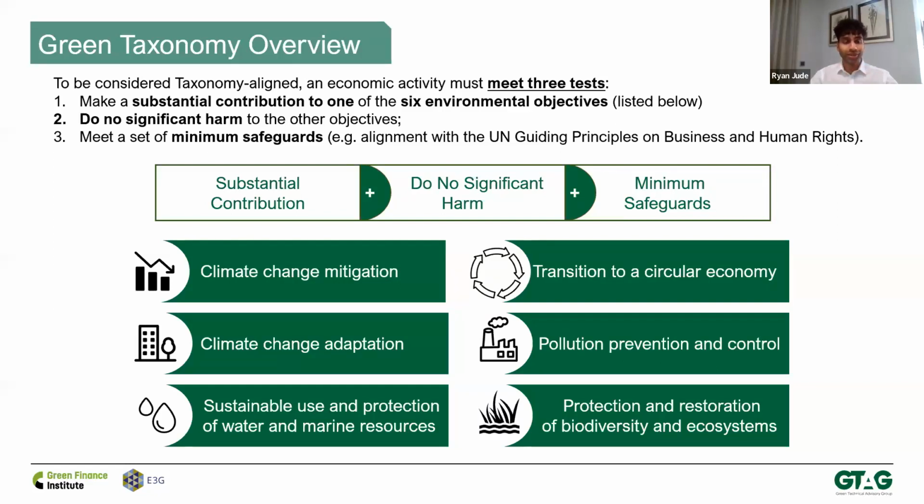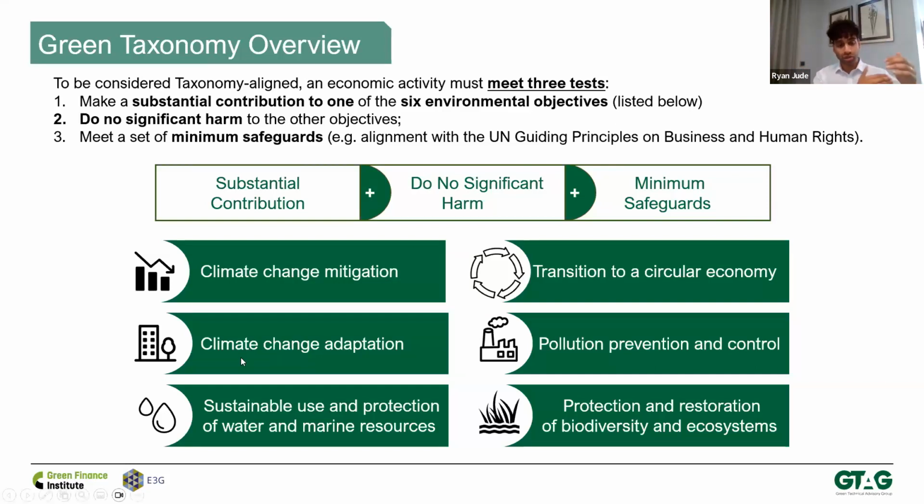But how will it work? Well, on the screen here, you've got 2 of the main parts of the taxonomy and how it works in practice. And these are the 3 tests that an activity must go through to prove it is Green Taxonomy aligned, to be able to say it is green, and also the 6 environmental objectives that underpin the taxonomy. So for an activity to be able to say it's green against the taxonomy, it must first prove it substantially contributes to one of the 6 environmental objectives on the screen here: climate change mitigation, climate change adaptation, transition to a circular economy, pollution prevention, sustainable use of water and marine resources, and protection of biodiversity.